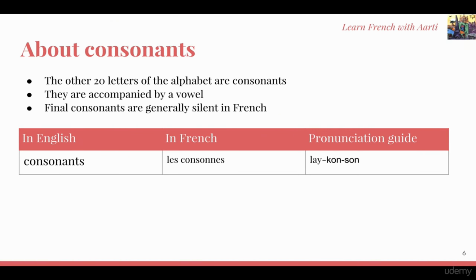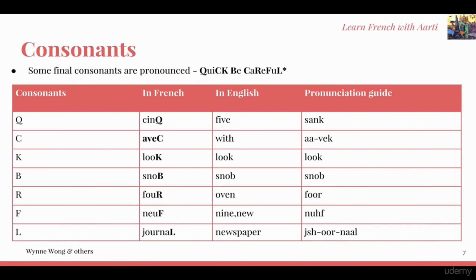There are 26 letters of the alphabet, of which 6 are vowel sounds. The other 20 letters of the alphabet are consonants. Consonants are usually accompanied by a vowel. Final consonants in French are generally silent, but there are exceptions. Some final consonants are pronounced. Let's take a look at those.